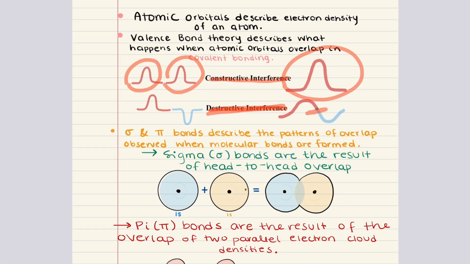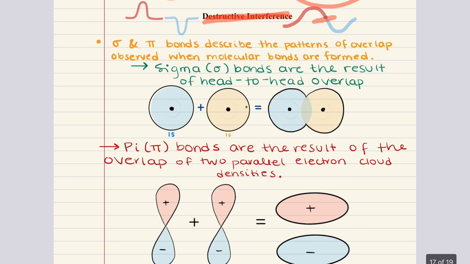Now, when two atoms bond to form a compound, their atomic orbitals interact to form molecular orbitals. A molecular orbital describes the probability of finding bonding electrons in a given space, and this formation is qualitatively described by the overlap of two atomic orbitals.